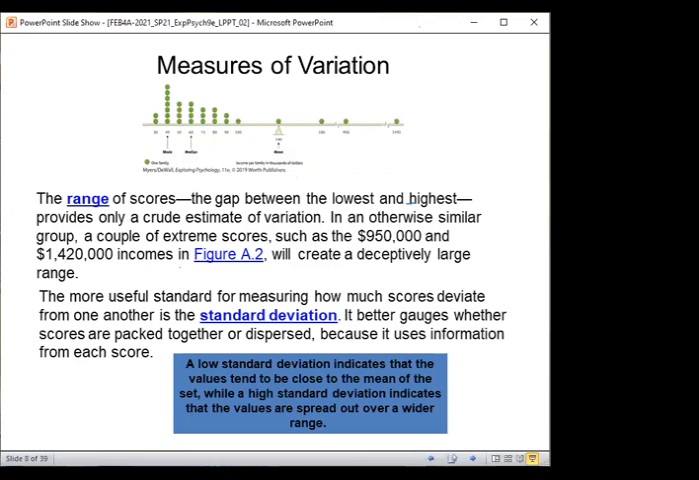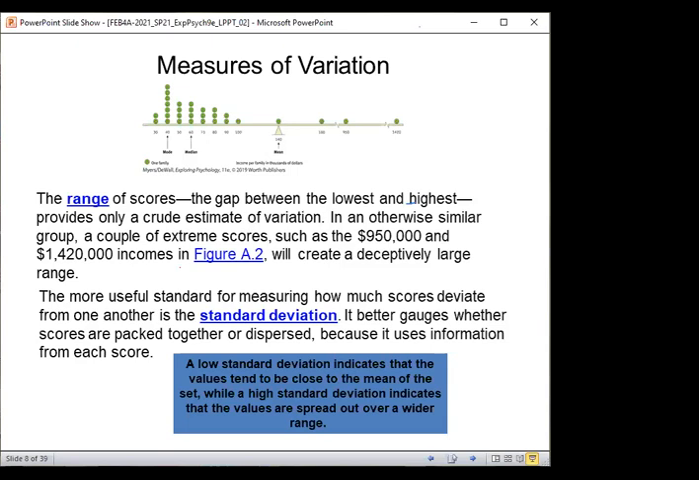The next item we want to talk about is variation. Now, variation is how varied are the scores or the salaries. Let's say a fictitious class takes an exam, and the scores were all the way from 100 to 10. That's a rather wide range, so there may be a lot of variation within that particular population. All right. So the range of scores is the gap between the lowest and the highest. It provides only a crude estimate of this thing we call variation.